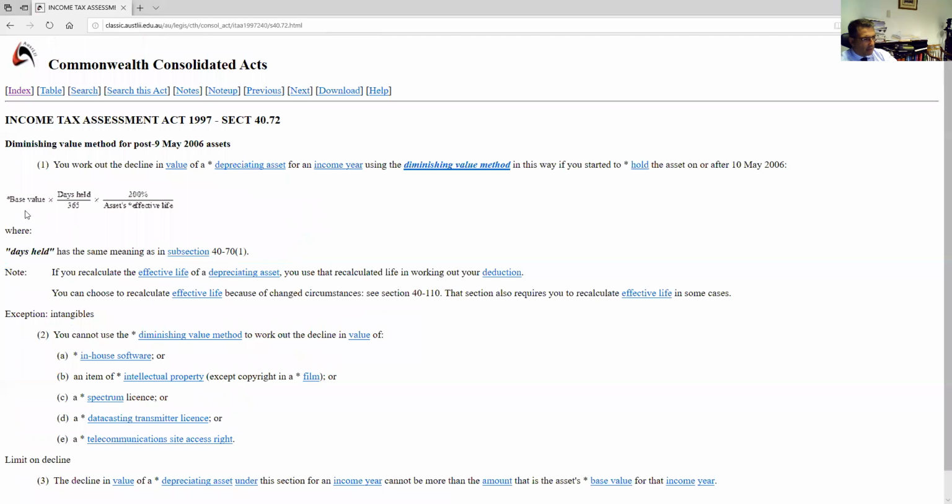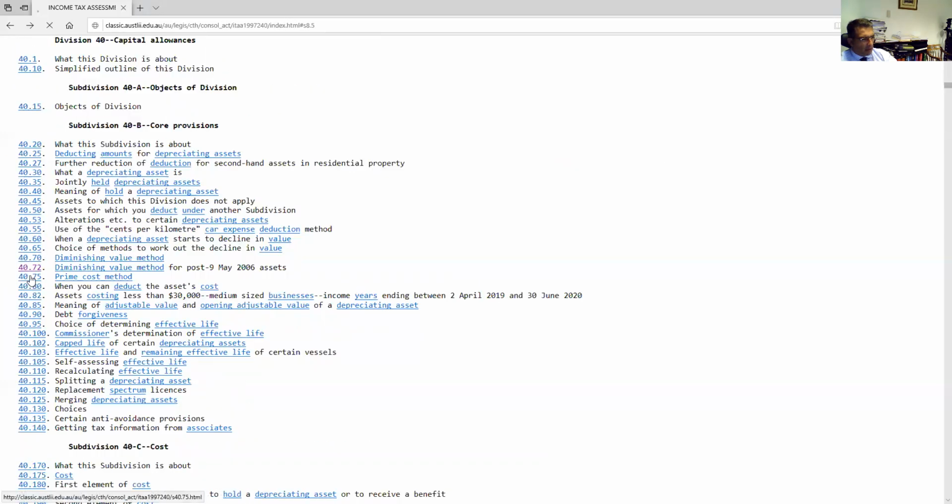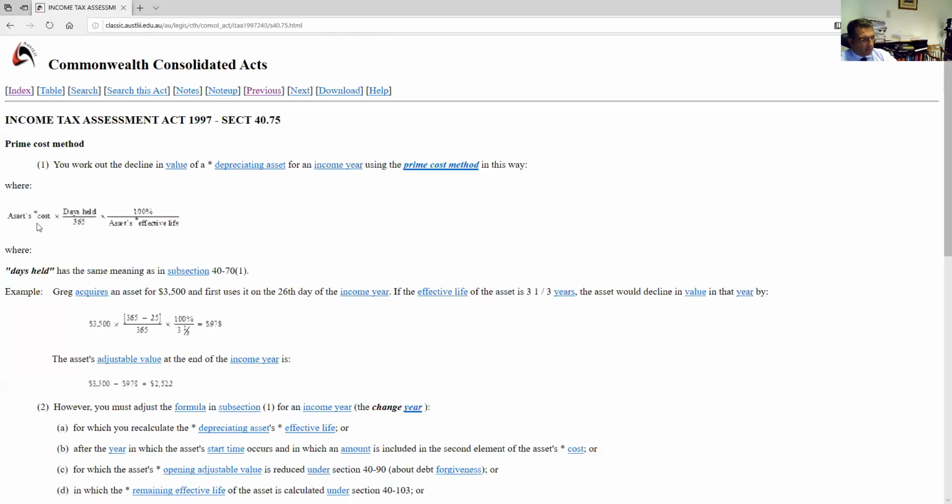And 40-72, the formulas here for diminishing value post 9 May 2006. It's the base value times the number of days held over 365, times 200%, over the asset's effective life. Prime cost method, the formula is also here: asset's cost times number of days held over 365, times 100%, over the asset's effective life.